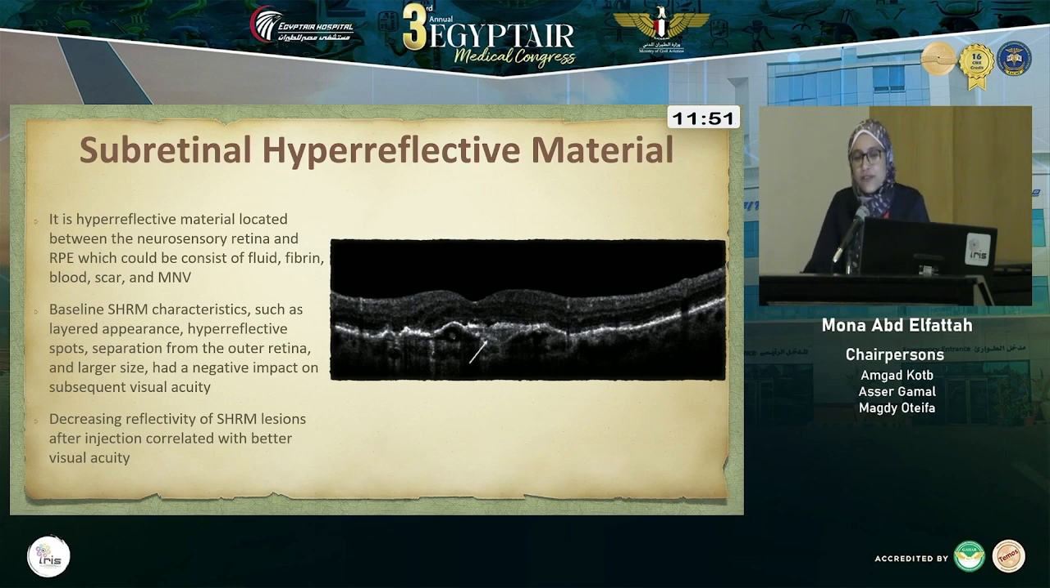Subretinal hyperreflective material is a hyperreflective material located between the neurosensory retina and the RPE. It may be fluid, fibrin, blood, scar, or macular neovascularization. A baseline SHRM characterized as layered, meaning a layered appearance, hyperreflective spots, separation of the outer retina, or large size, is all considered a negative impact on the subsequent visual acuity. And when we inject and find that its hyperreflectivity starts to decrease, that is a good sign.